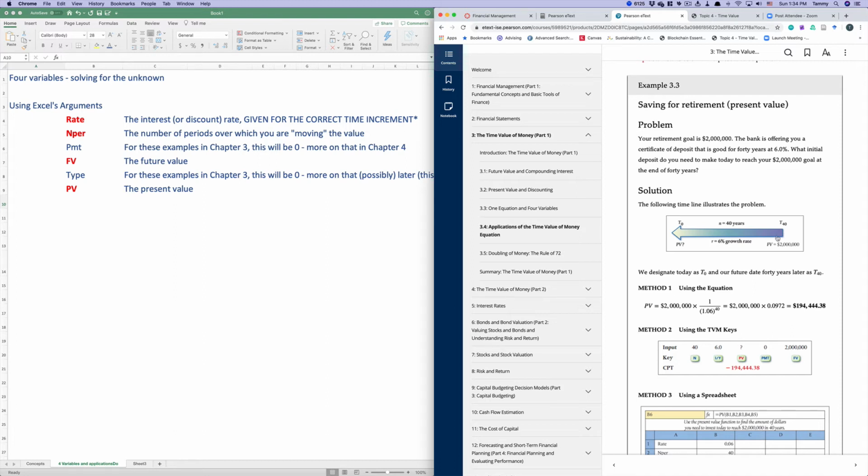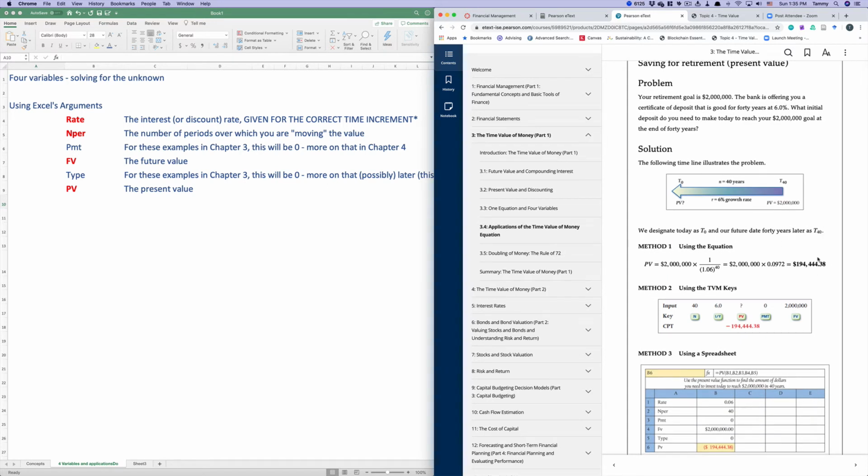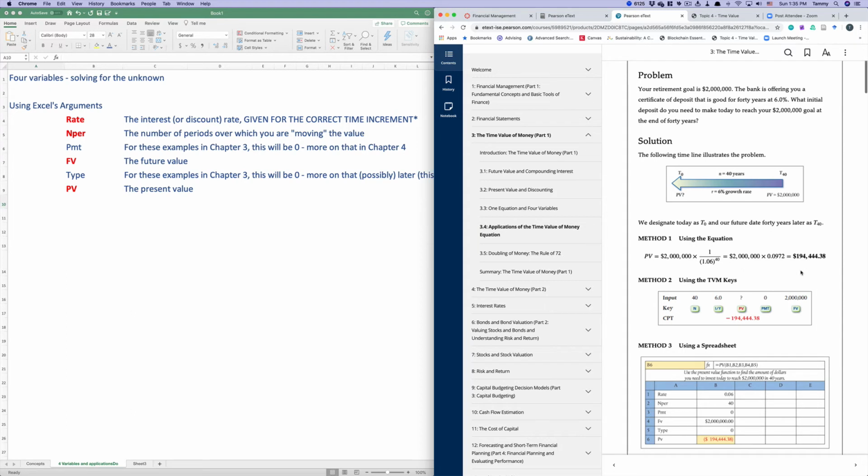So we have a retirement goal here of $2 million, and you've got a 6% growth rate that you can apply over 40 years. And so the question is, how much do you need to invest right now to have $2 million 40 years from now? And the answer, believe it or not, is only like 200,000, 194,000.